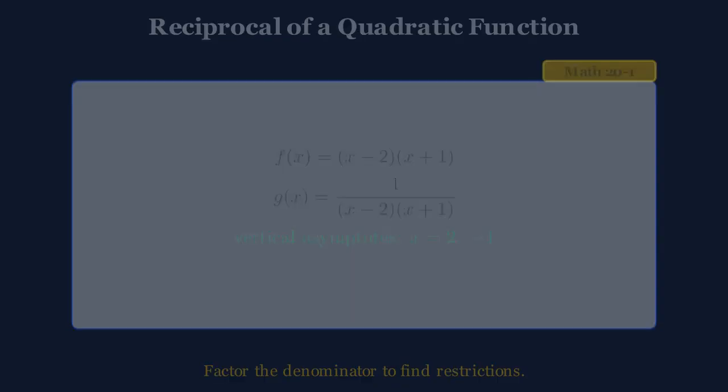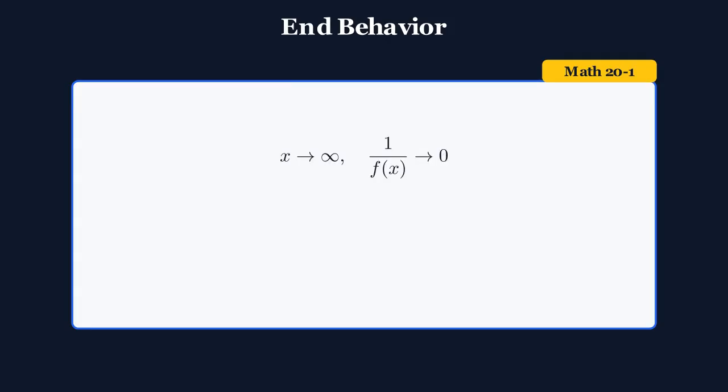End behavior describes what happens as x becomes very large positive or very large negative. For many reciprocal functions with polynomial denominators, the output approaches 0 because the denominator becomes very large in magnitude.